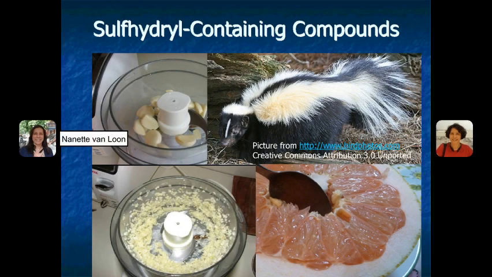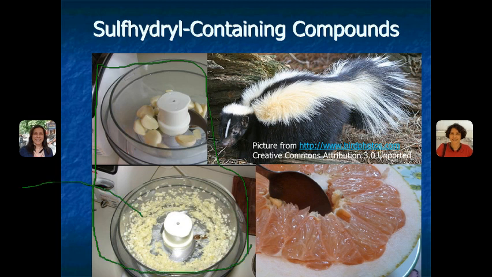This picture shows us some of the places where you can find sulfhydryl containing compounds. Let's start with the garlic. Everybody probably has eaten garlic, and you can almost smell the cut garlic in this illustration over here. And everybody knows that characteristic smell that we find in garlic. Sulfhydryl compounds are also responsible for the smell of skunk spray.